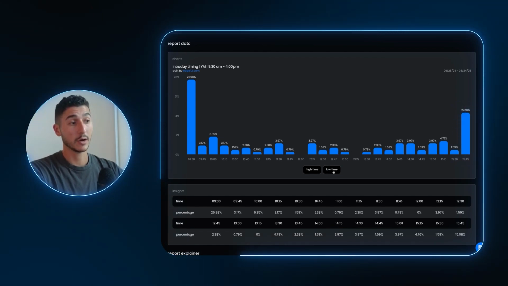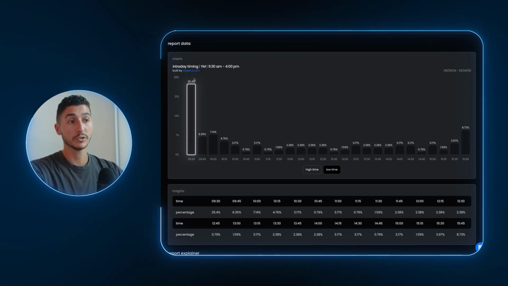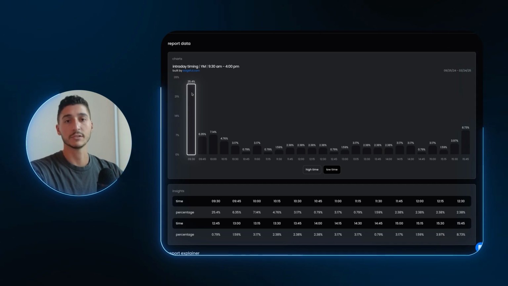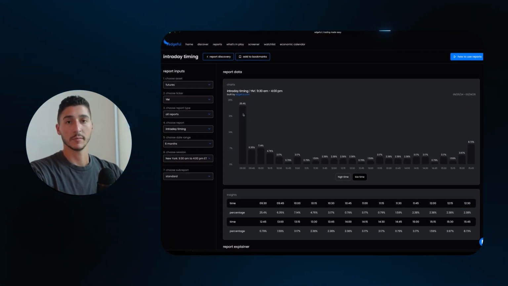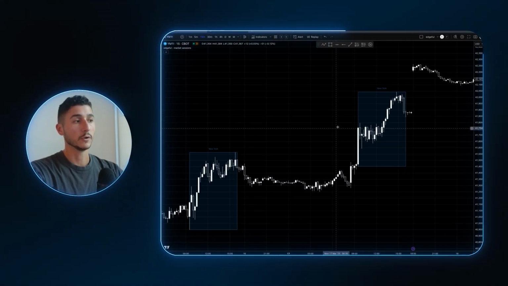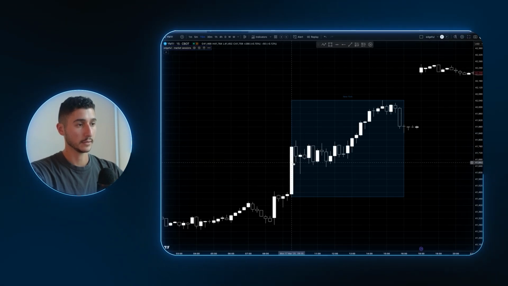Now, if you want to look at the low of day, you're going to click on this button. You can see that most often the low of day is going to be made at 9:30. So this is obviously probably signaling that the extremes tend to be in the morning and at the close. So here's an example of this exactly.